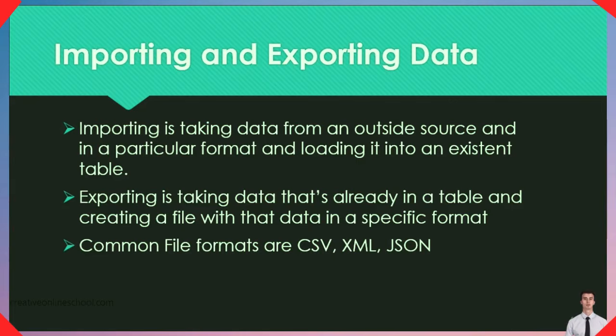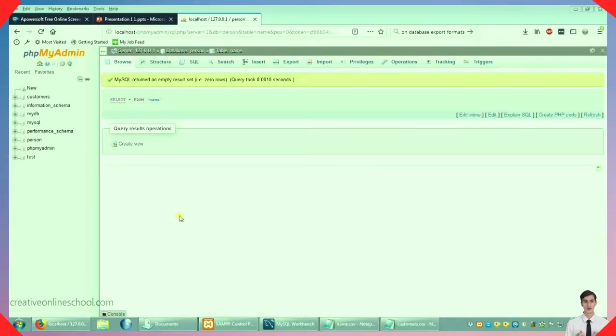The most common file formats are called CSV, XML, and JSON. CSV stands for comma separated value, and it's the most commonly used, and it's what we'll be using in this video. So let's get right to it. In PHPMyAdmin, all you have to do is select the table. Remember, we called this one person, and its table's name was name.